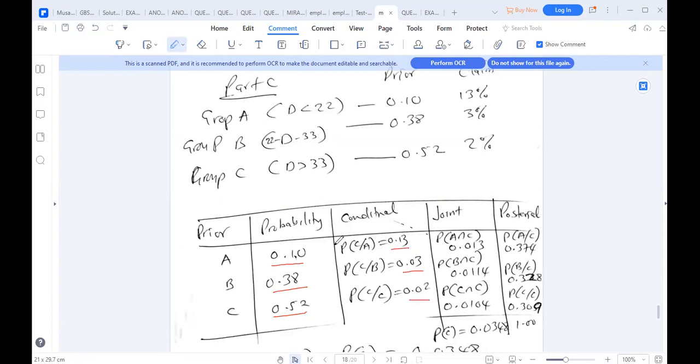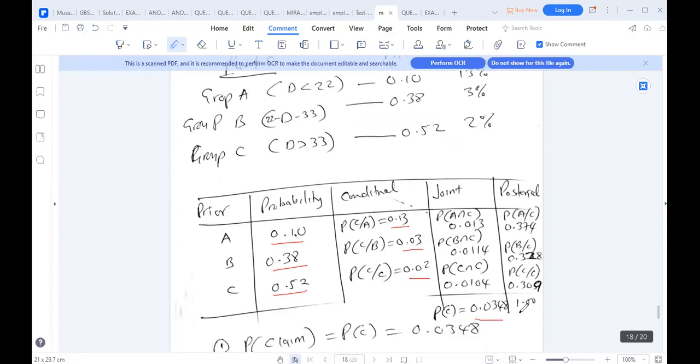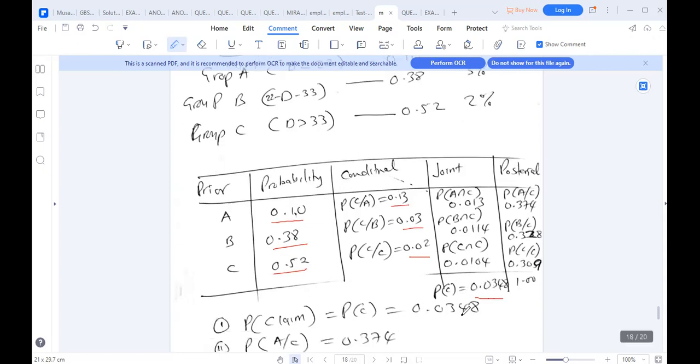Okay, so when you apply this one and that one, 0.013. This one times that one, 0.0114. This one times that one, 0.0104. So when you total up, we get our total of claims, which is 0.0348. So this is our probability that you're going to have a claim.